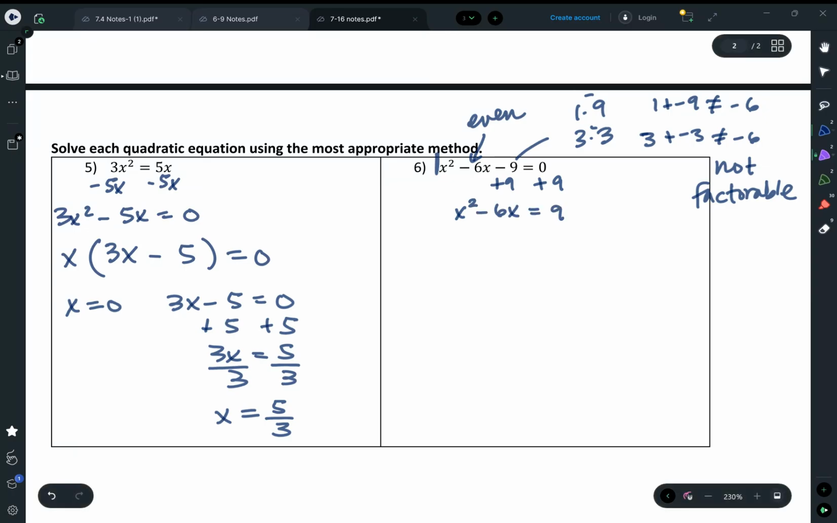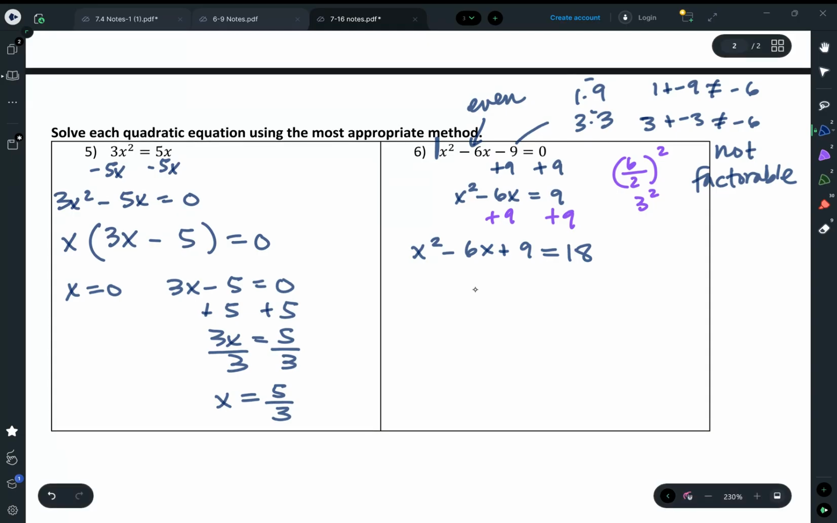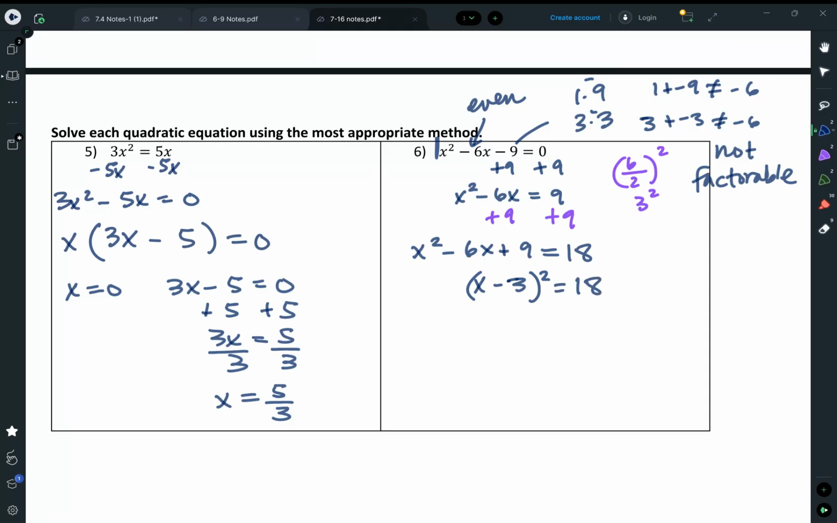And then I have to figure out that number that completes the square. So let's take half of 6 and then square it. So half of 6 is 3. 3 squared is 9. So I'm going to add 9 on both sides. So now I have x squared minus 6x plus 9 equals 18. And then I'm going to factor. On the left-hand side, this is going to factor to the quantity x minus 3 squared. On the right-hand side, I just have 18.